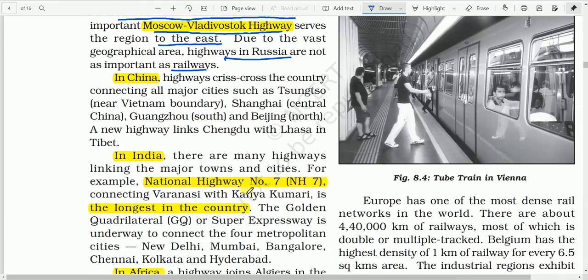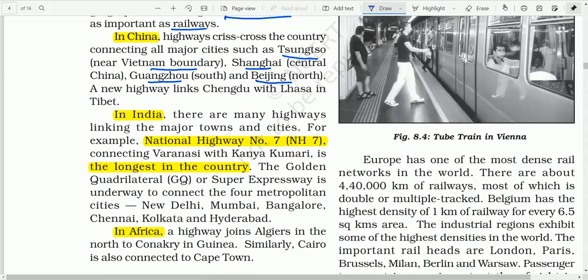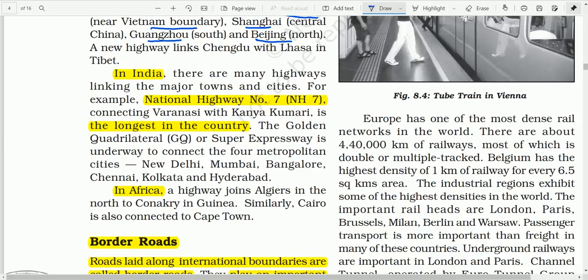And in China, highways crisscross the country, connecting all major cities such as Songzhou near the Vietnam boundary, Shanghai in central China, then Guangzhou in the south, then Beijing in the north. A new highway linking Chengdu with Lhasa, that is in Tibet, is also constructed.